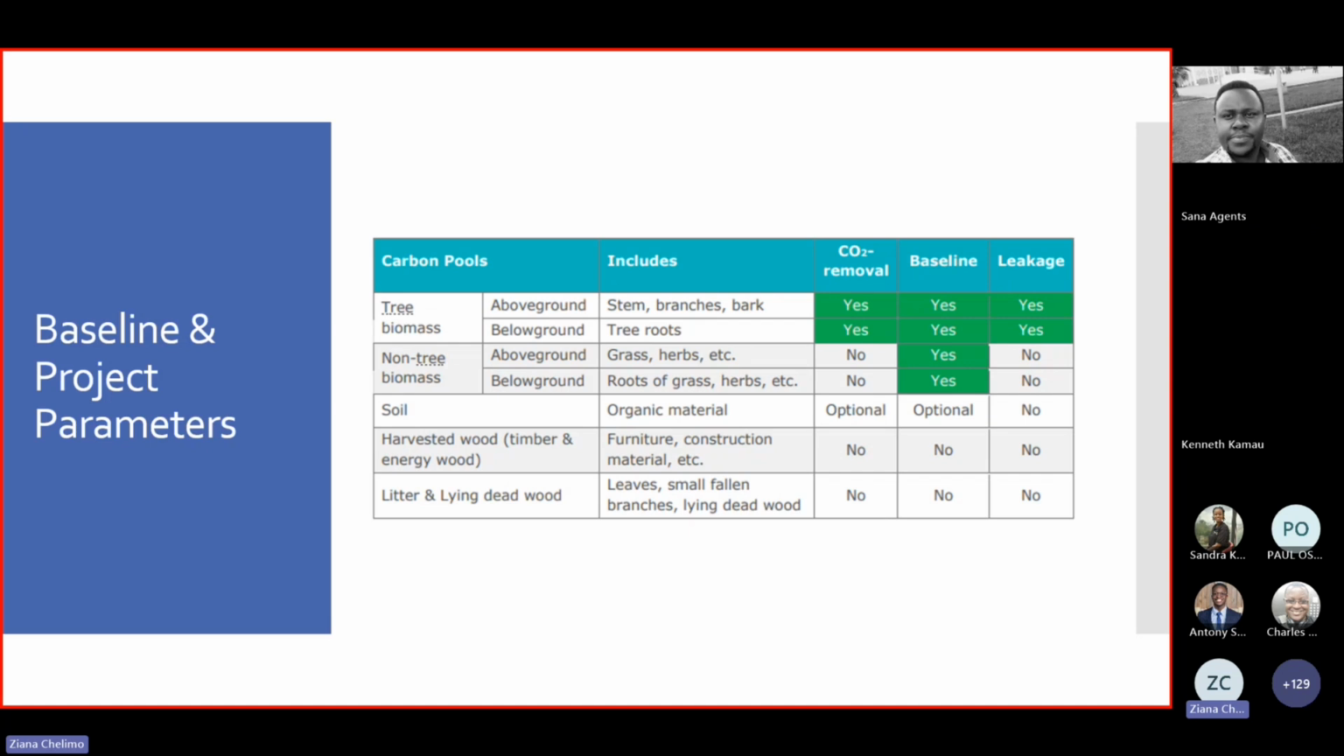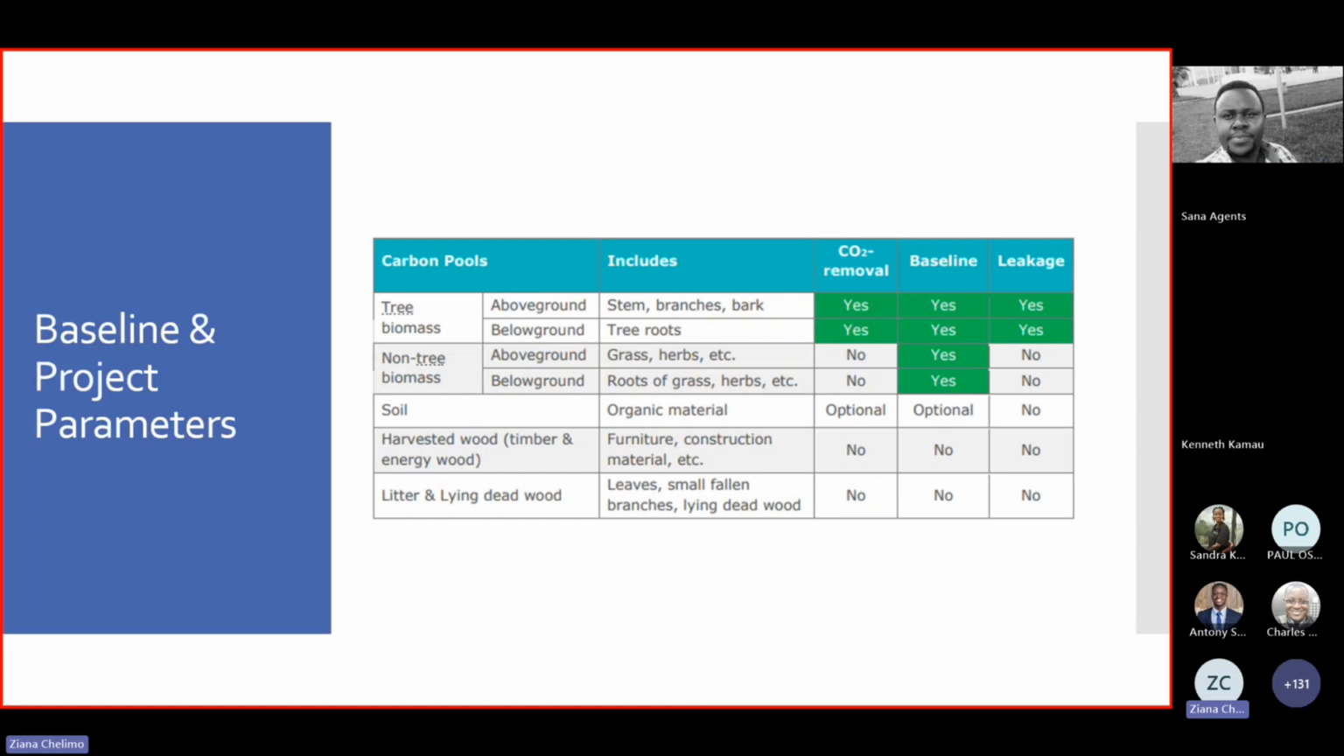All right, so I had mentioned earlier that we'll speak about the baseline and project scenarios, parameters, sorry. So for the parameters, Carbon First will need to determine which parameters are applicable to them. In this case, the methodology lays out the parameters depending on which carbon pool you're using. So if it's tree biomass, is it above ground, below ground, non-tree biomass, above ground or below ground, and finally soil organic material. The methodology does not take into account harvested wood and litter or dead wood.